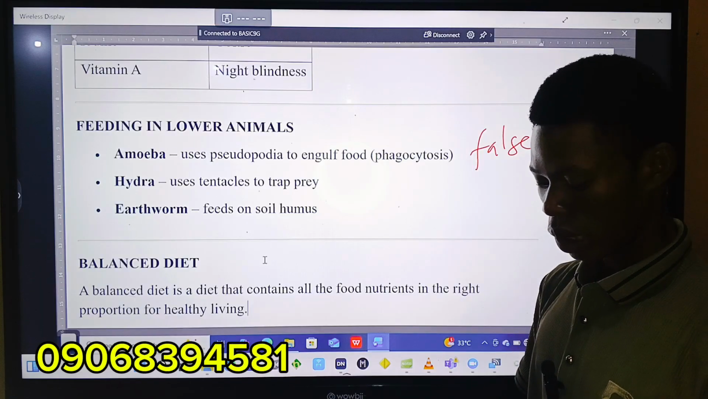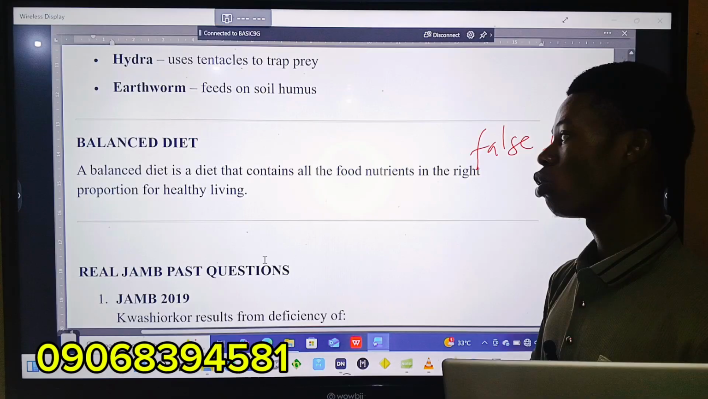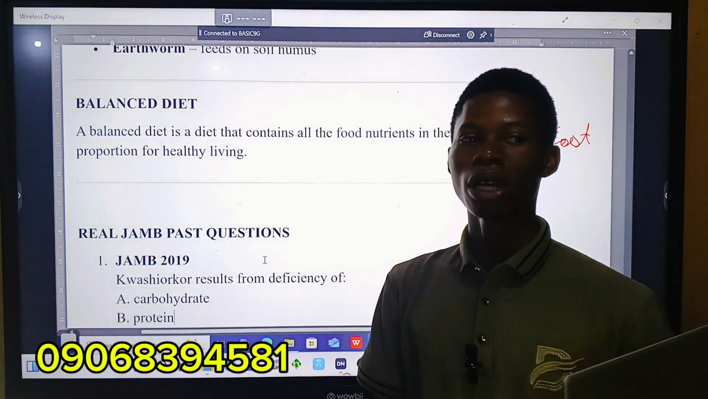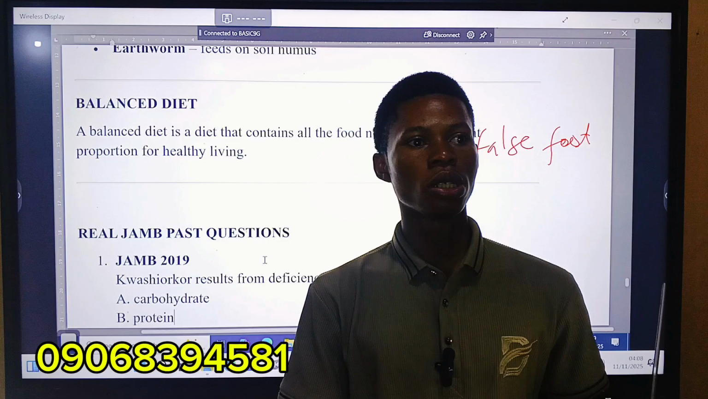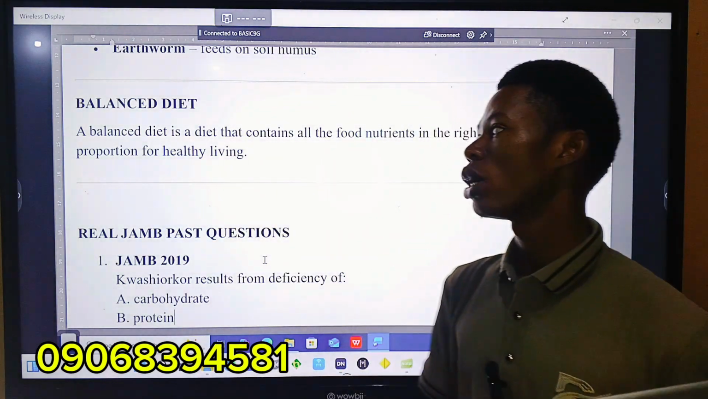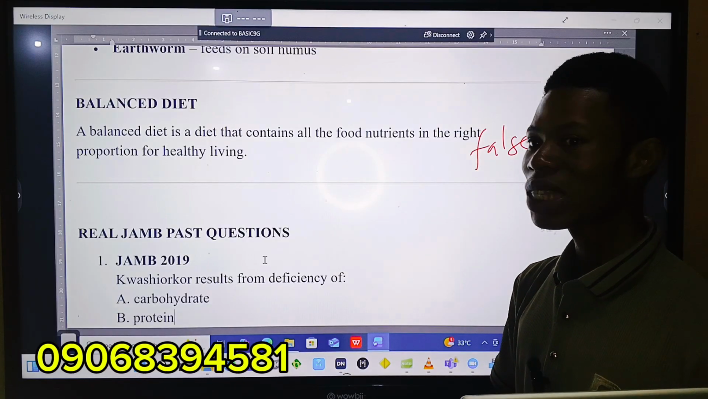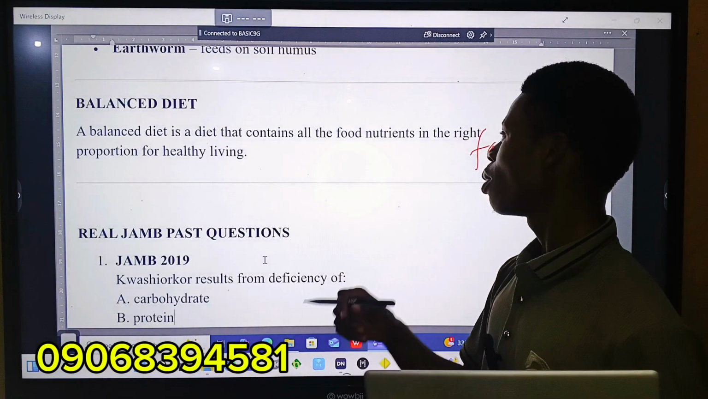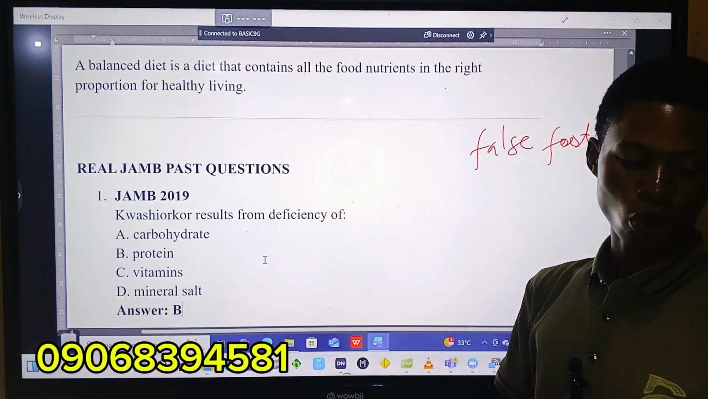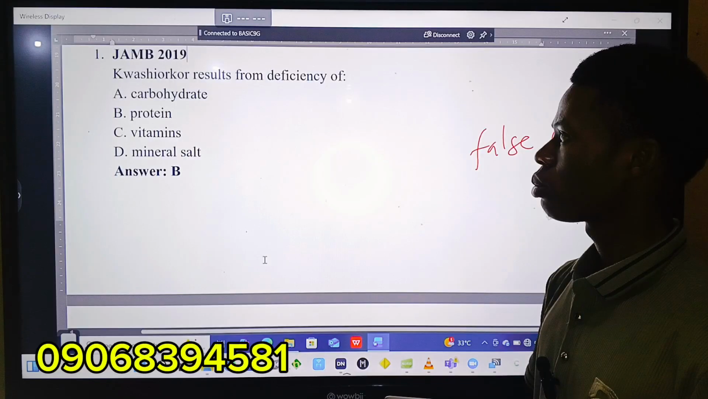That's that. Now, a balanced diet. A balanced diet is a diet that contains all the food nutrients in the right proportion for healthy living. A balanced diet does not mean you eat rice this morning, in the afternoon you eat beans, in the night you eat yam. We are looking at a diet that contains all the food nutrients, all the classes of food in the right proportion for healthy living.